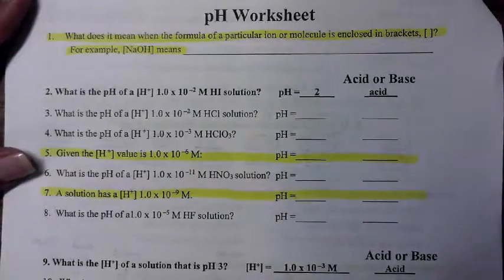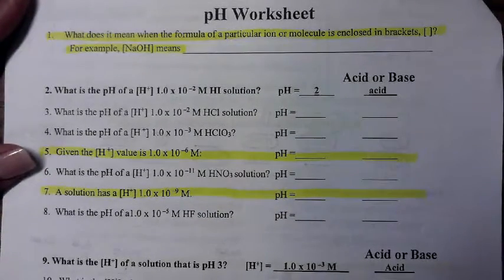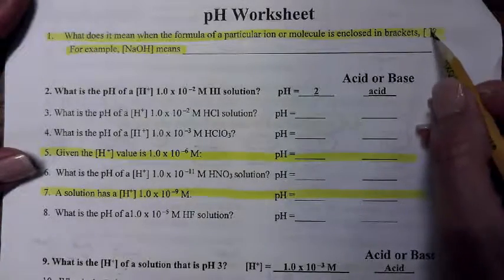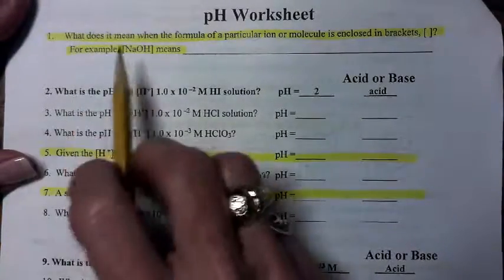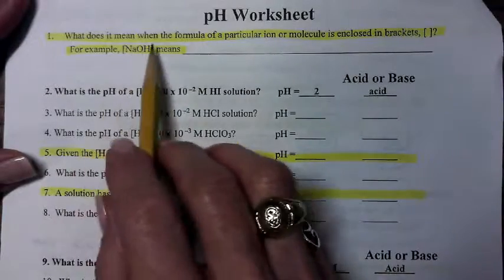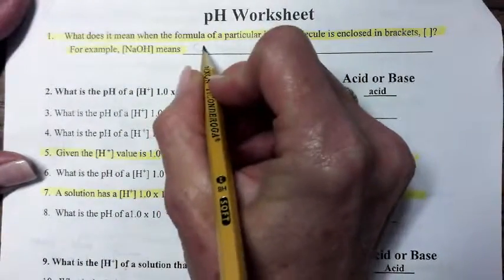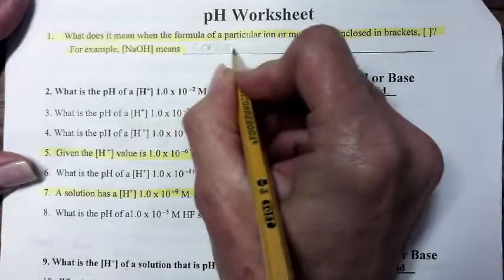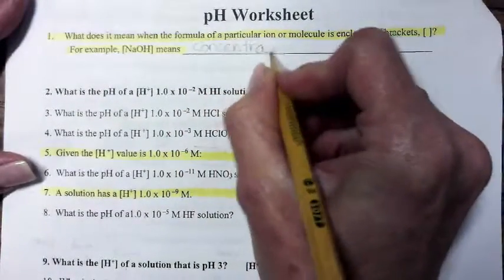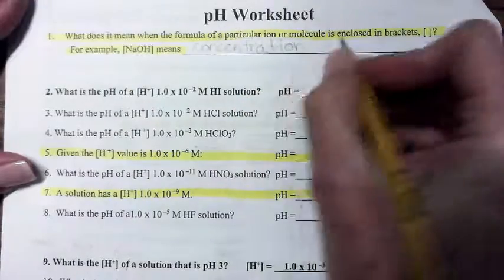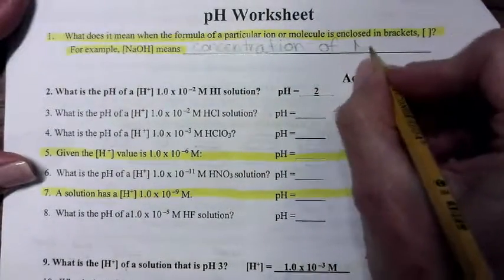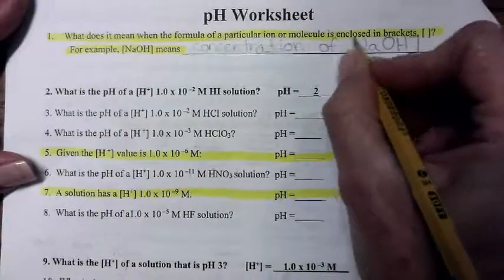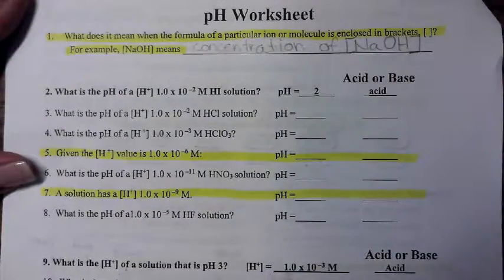Number 1 says, what does it mean when the formula of a particular ion or molecule is enclosed in brackets? And these are square brackets. For example, [NaOH] in these brackets means concentration. That's what these brackets mean, concentration of sodium hydroxide in this case, because whatever's in the brackets, that's what you're looking for the concentration of.